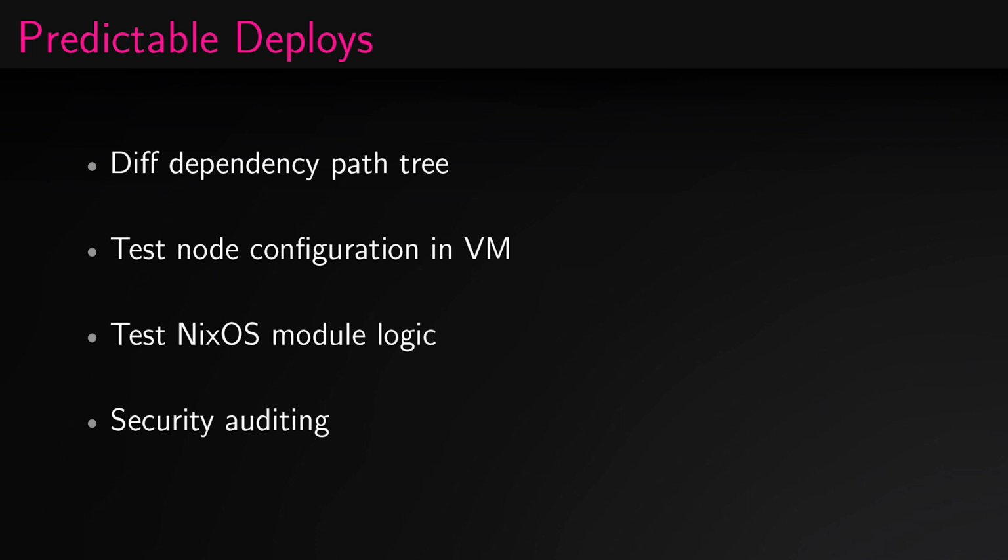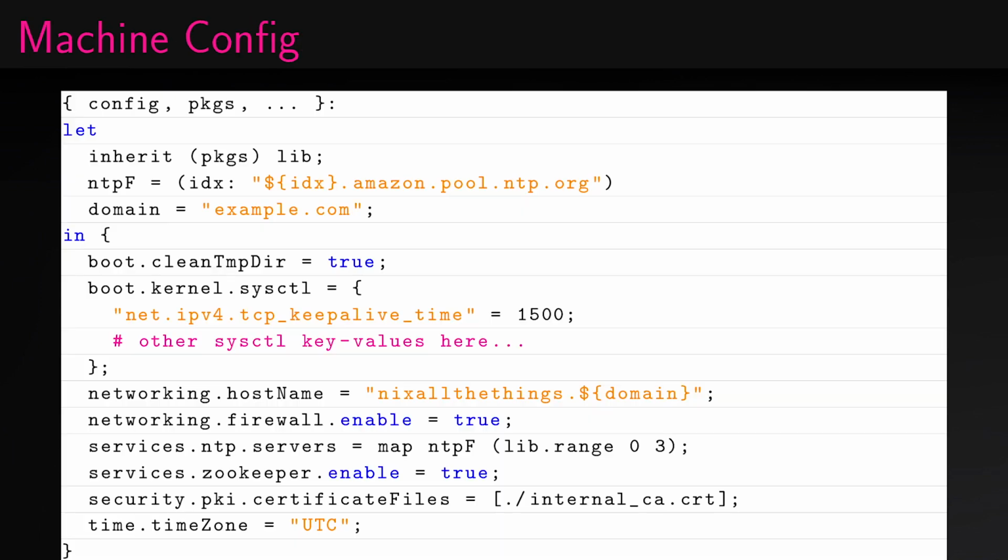We can also test node configuration inside of the VM. NixOS, which is the OS part of the Nix ecosystem, builds a whole bunch of VMs that we can then run tests against. And we can test module logic if we've got custom module logic, and we can do some security auditing that I'll highlight in just a minute.